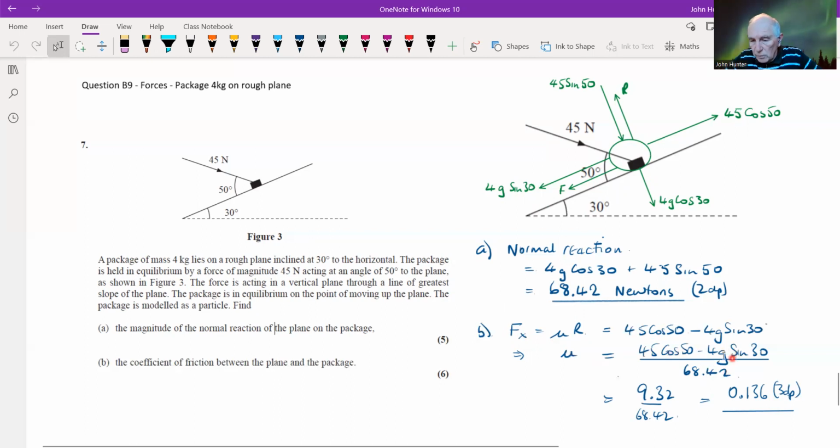Now this just works out. We're using 9.8 meters per second squared for g. And so we know all these things in the numerator there, and it comes to 9.32 divided by 68.42, which is going to give us 0.136 to 3 decimal places, a relatively low coefficient of friction, so it looks like the surface is rough, but not that rough. Or even the particle is rough, but not that rough either.